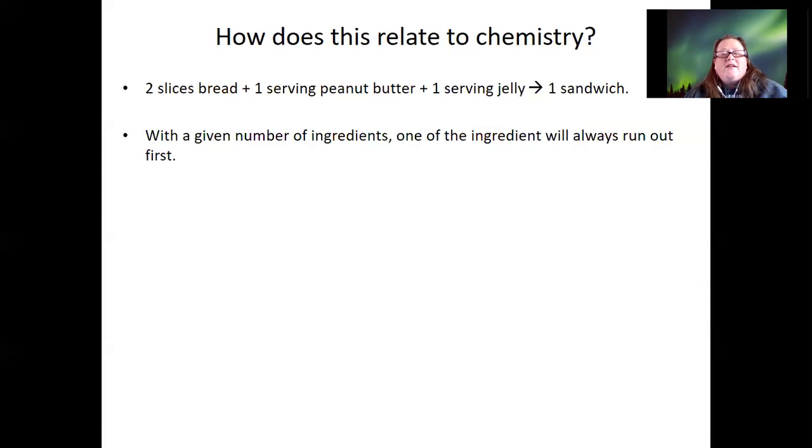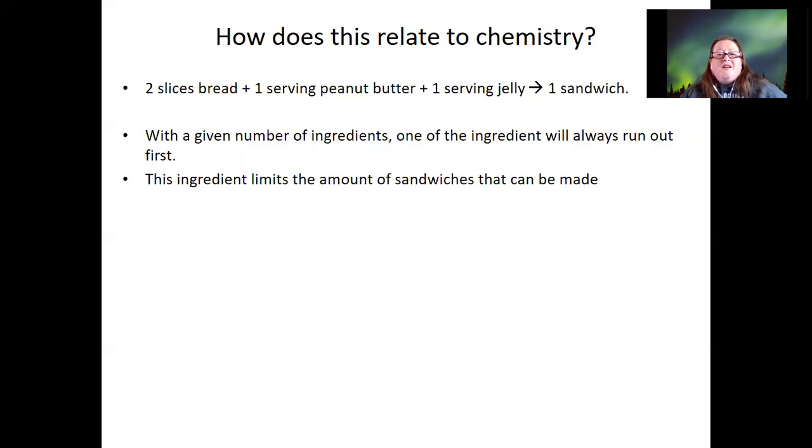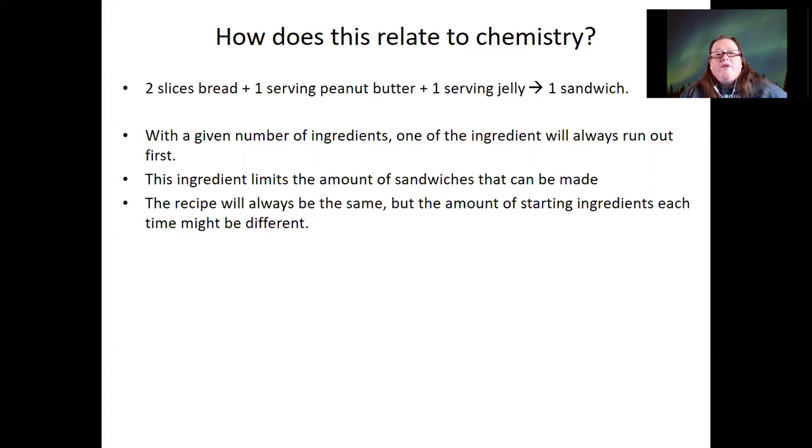So how does this relate to chemistry? If we think of this as an equation, 2 slices of bread plus 1 serving of peanut butter plus 1 serving of jelly gives us 1 sandwich. With a given number of ingredients, one of the ingredients is always going to run out first. And it's not always going to be the same one. It's going to depend on the situation. But the one that runs out first is going to limit the number of sandwiches that you make.